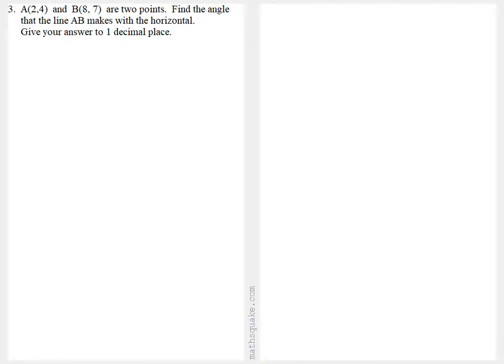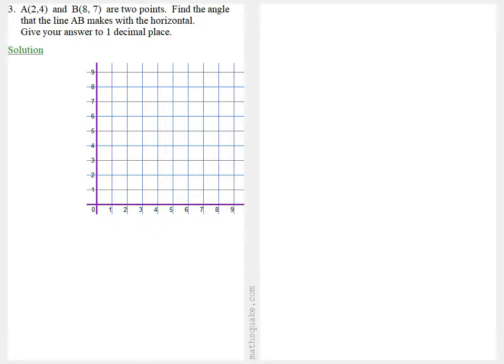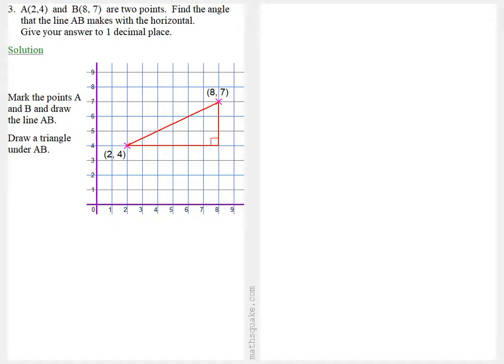Now, in question 3, we're given 2 points, A, which is the point (2, 4), and B, which is the point (8, 7), and we have to find the angle that the line AB makes with the horizontal, giving the answer to one decimal place. Now, to solve this, it's always helpful to draw a diagram, and we can mark in the points A and B and draw the line AB. Then we can draw a triangle under the line.